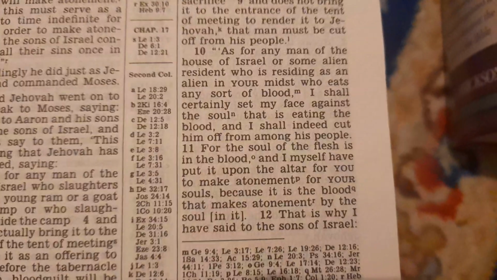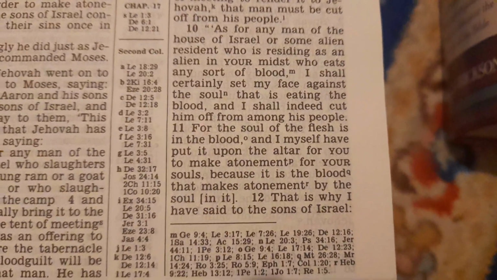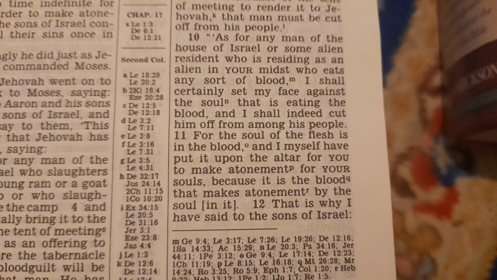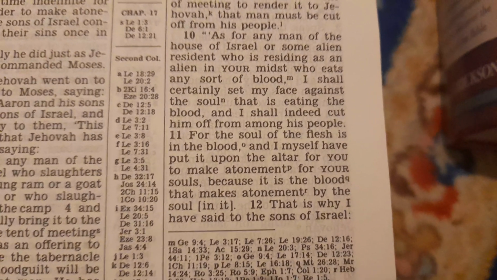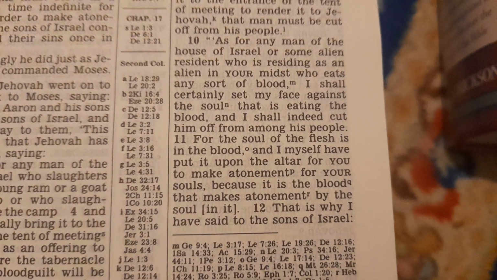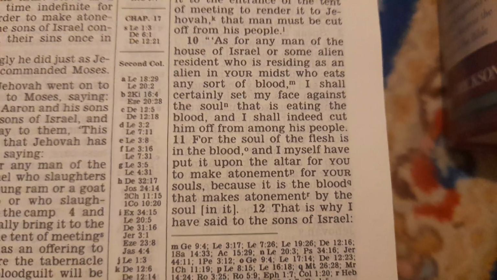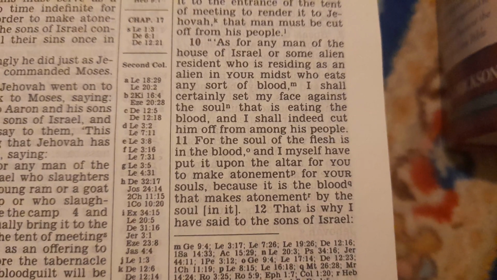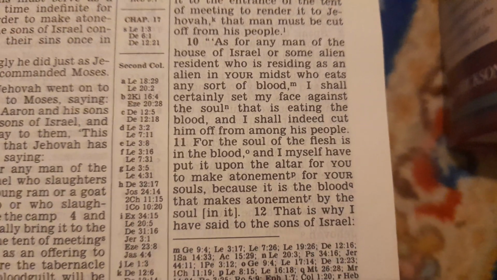And here's a more clearer translation. For the soul of the flesh is in the blood, and I myself have put it upon the altar for you to make atonement for your souls, because it is the blood that makes atonement by the soul in it.